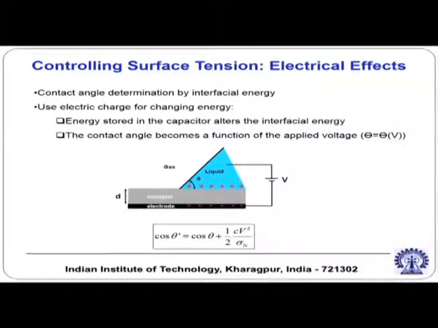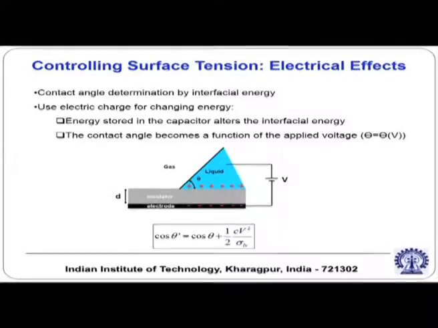Now the contact angle theta changes when the voltage is applied, and it changes by this corresponding formula: cos theta prime is equal to cos theta plus half CV square by sigma LV, where C is the capacitance per unit area of the dielectric layer.